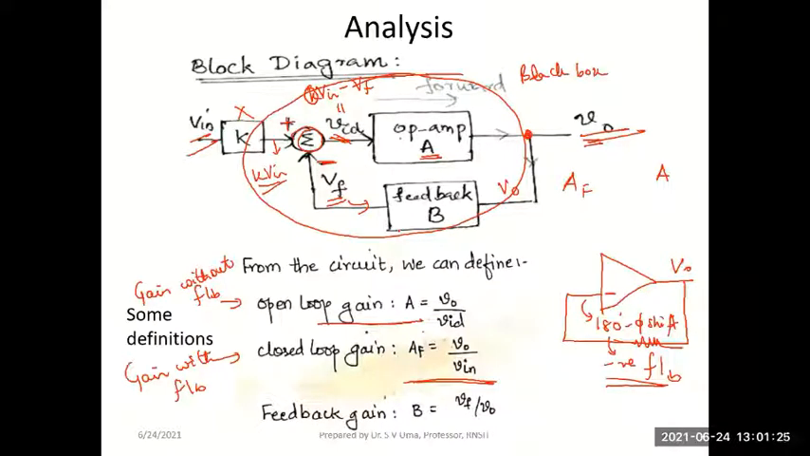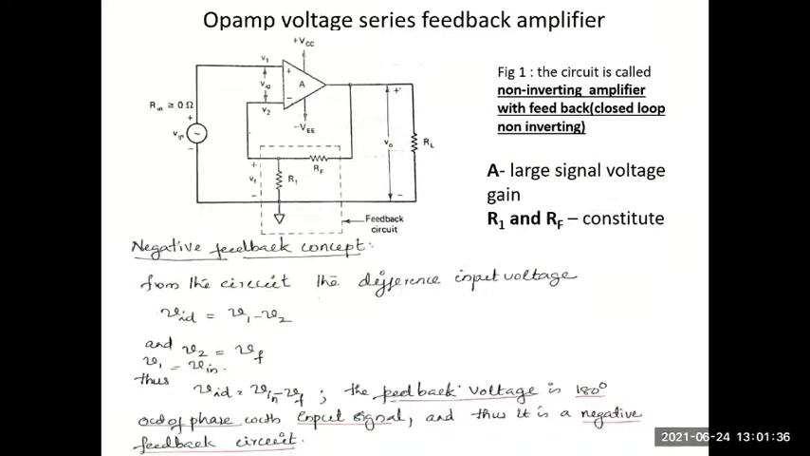VID is the input to the basic op-amp. Now coming to the feedback factor beta. Output of the feedback network is VF, input is V0. So VF by V0 is the feedback gain. Now let us consider the first part, that is the op-amp non-inverting amplifier, how to draw the circuit and what is the concept of negative feedback. So let's draw the circuit diagram first.